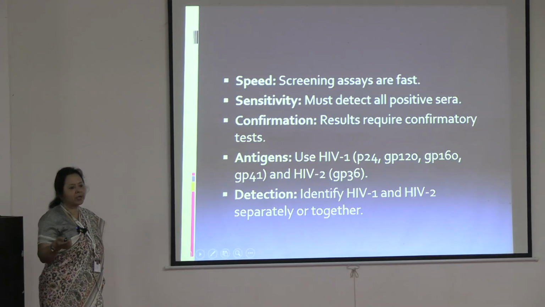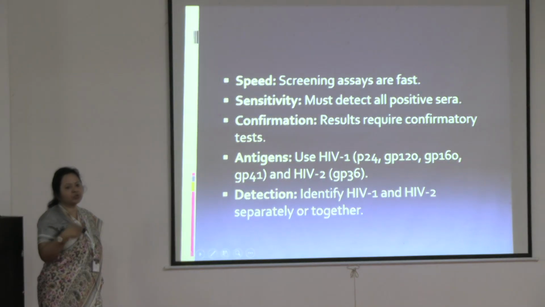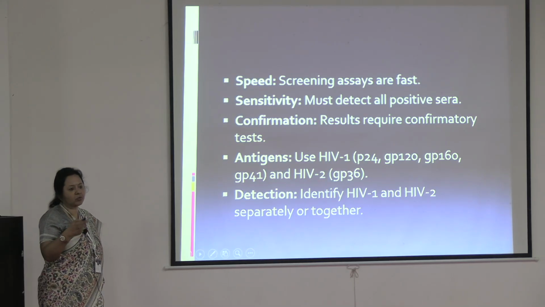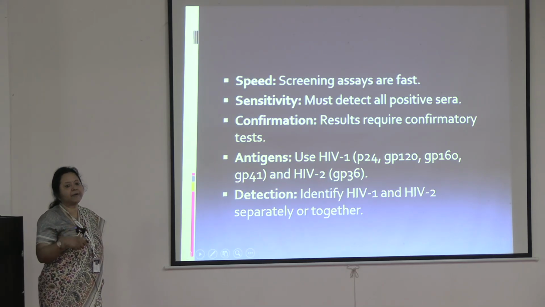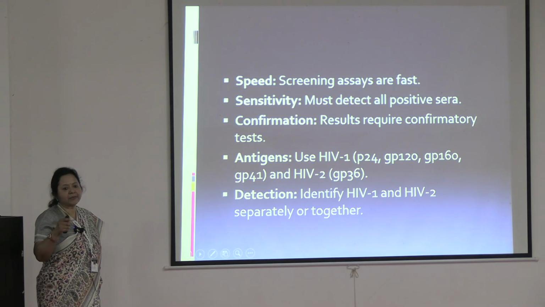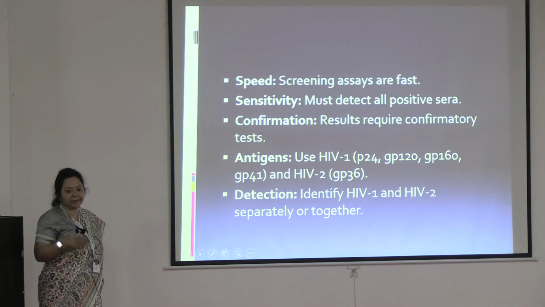Detection can identify HIV-1 and HIV-2 separately or together. Few kits have got only HIV, they will show only that. Some show HIV-1 and HIV-2. Different kits come in different ways. And these days we also have kits for HIV and syphilis. It shows whether the syphilis is positive or not. So there is an added advantage because syphilis also transmits through blood, right?